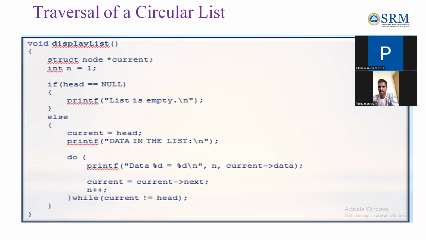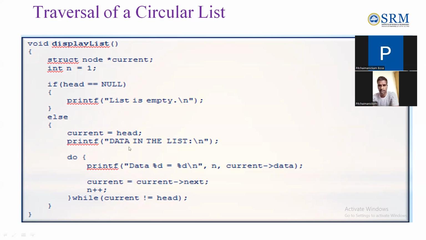Another thing is traversal of the circular list. How will you do this? First we check the head. If the head is null, the list is empty. Suppose the head is not null, then current = head, and we print the data in the list. We read the current data, then current = current->next and n++.